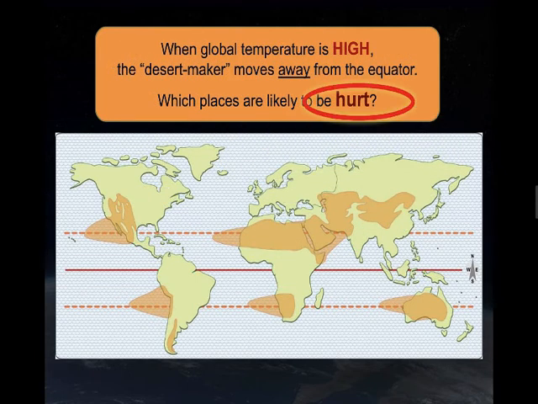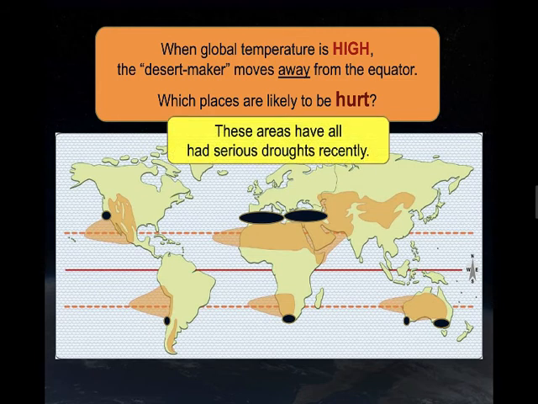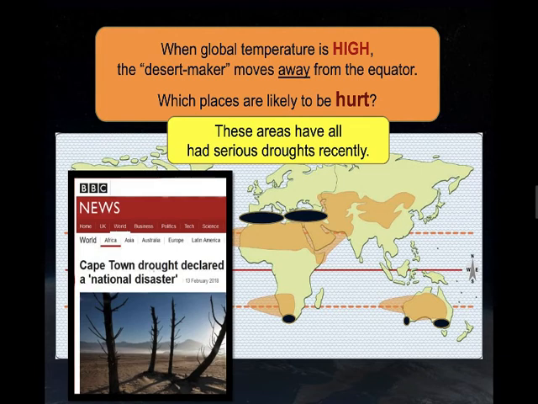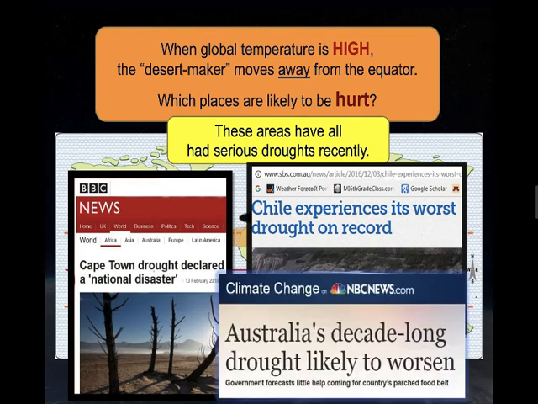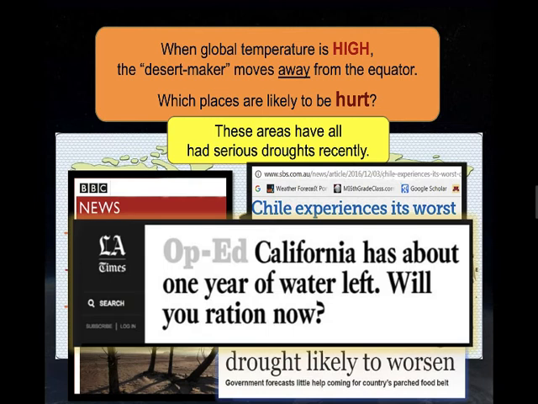In the meantime, let's take our map and put on what places are likely to be hurt. And the answer is basically all of the places that are just a little farther away from the equator than the big tropical deserts. And, by the way, these areas have all had serious droughts recently. Cape Town has been declared a national disaster. Chile experiences the worst drought on record. Australia's decades-long drought is likely to get worse. California has about 1 year of water left.